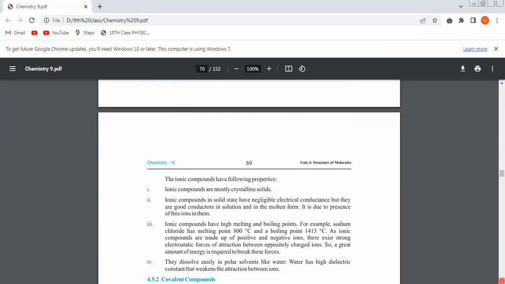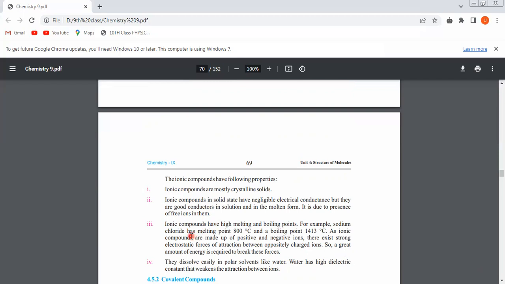The ionic compounds have the following properties. Ionic compounds are mostly crystalline solids. Ionic compounds in the solid state have negligible electrical conductance, but they are good conductors in solution and in the molten form. It is due to the presence of free ions in them. Ionic compounds have high melting and boiling points. For example, sodium chloride has a melting point of 800 degrees and a boiling point of 1300 degrees.